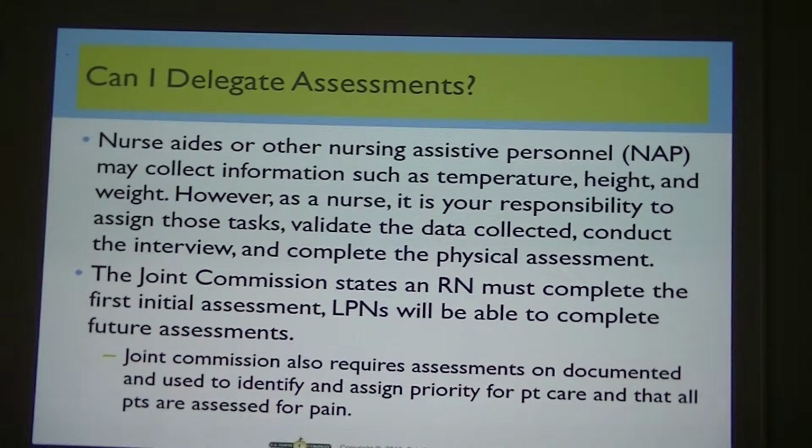What that means is, if you have a new patient come onto the med-surg floor, an RN must do the first initial assessment. That's going to be the full history. An RN must do that. After the RN completes that assessment, gathers all this data, and starts creating care plans, the LPN can come in and take care of that patient with no problem at all. But that initial assessment is in the scope of the RN.